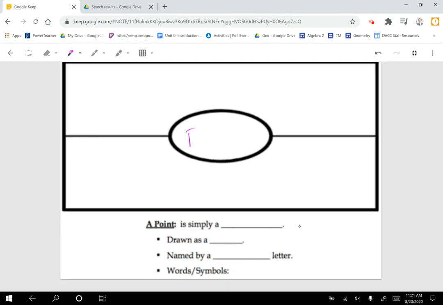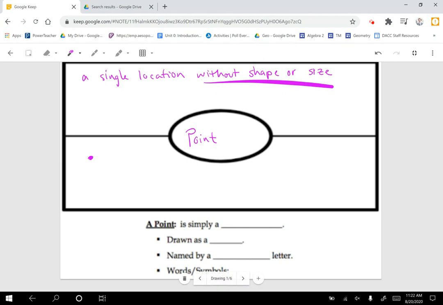So point is our first. A point is a single location without shape or size. All right, so important things to think about this point, no shape or size. I like to think about it as literally just that, a location. If you're looking at Google Maps, they drop a pin on the map. You can think about that pin as the location on the map. So I'm going to underline here without shape or size. I'll draw an example of a point. It's literally just a dot, a location.